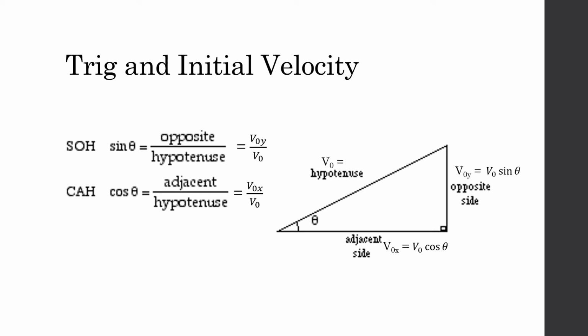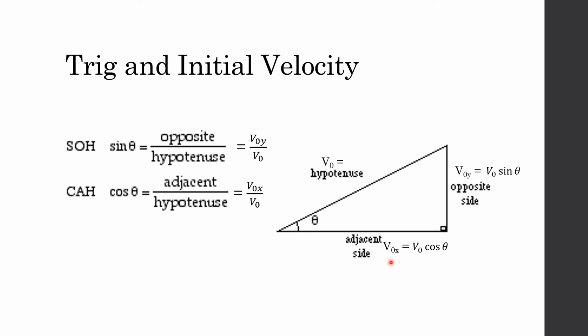Okay, so what we want to do is break it down into its x and y components. V0y, which is this guy over here, and V0x. The reason we want to do this is because we're going to be using position and velocity equations in the x and y directions, and so V0y and V0x are going to be essential parts of these equations. So it's important that we know how to calculate them correctly.